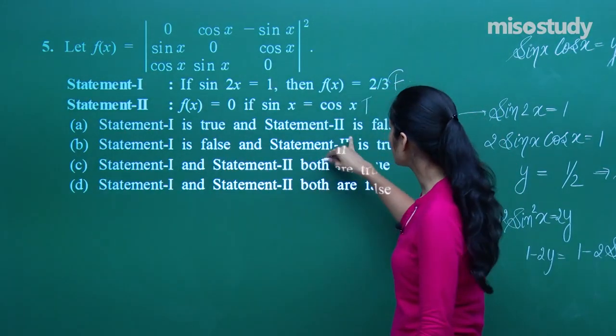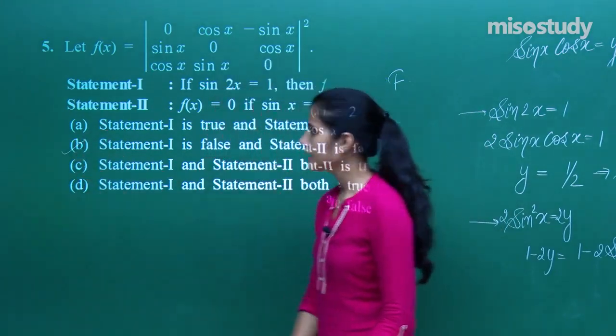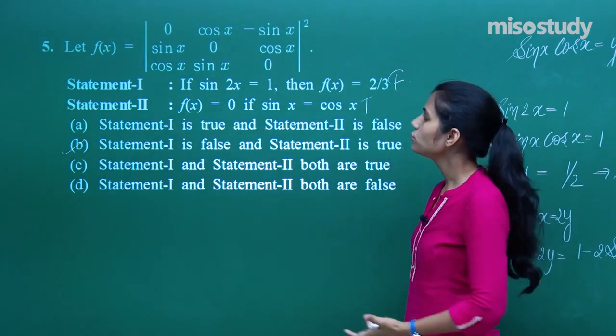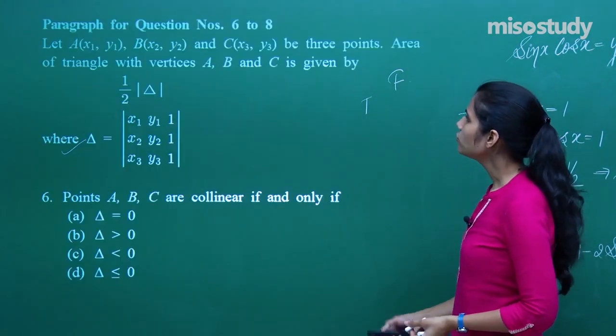So statement 2 is true and statement 1 is false. Statement 1 is true, statement 2 is false; statement 1 is false, statement 2 is true, so B is correct. So after this question, let's move on to the next.